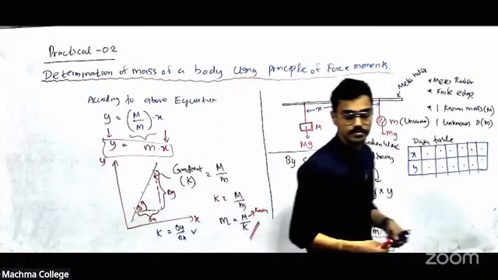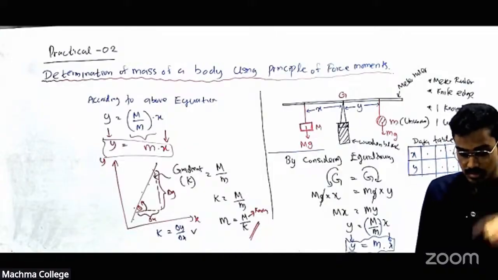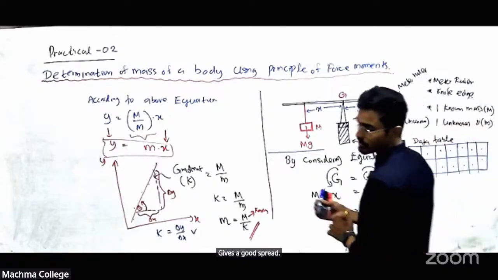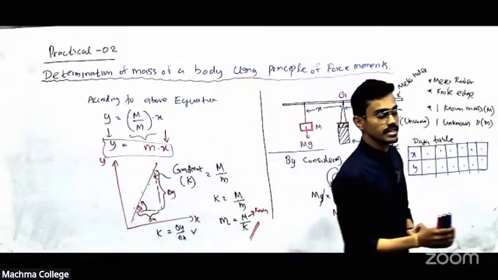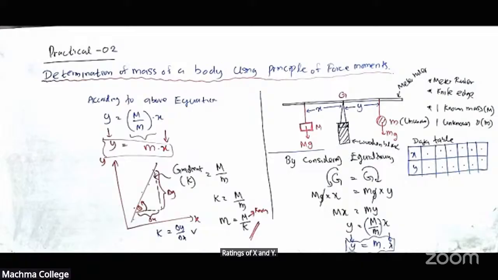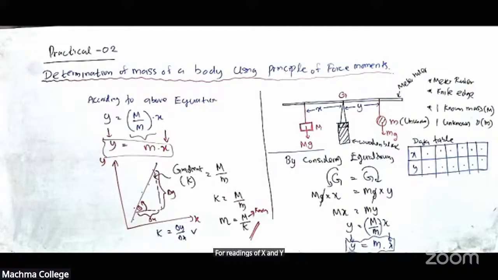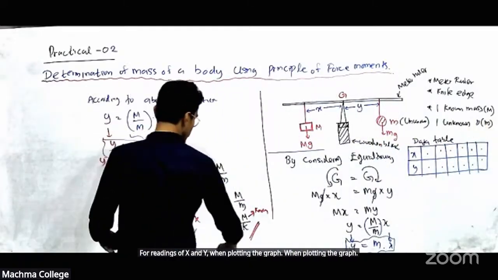Okay, what did I say? Using two approximately equal weights gives a good spread for readings of x and y when plotting the graph.